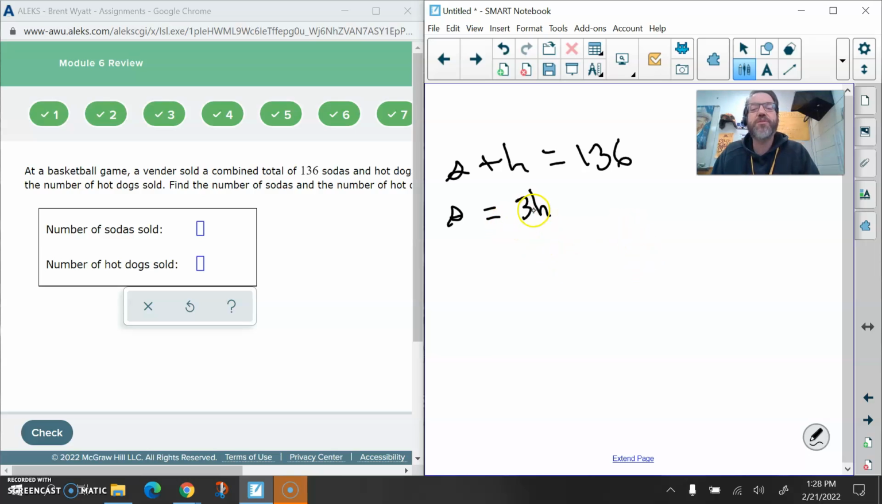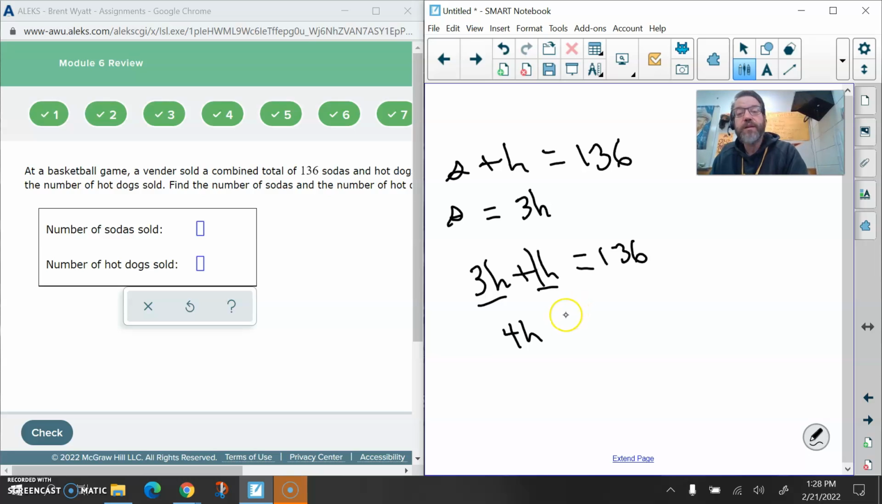That right there is really helpful, because now what I can do to find the total number of sodas and the total number of hot dogs sold is just substitute 3H in for S in that first equation. So I'm going to do that, and I get 3H plus H equals 136. These can be combined, and I have 4H, because remember, this is really 1H here. And that equals 136. And then I divide by 4 here and here. Yes, you may use a calculator. H equals 34. Okay?